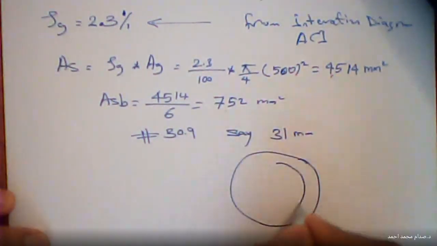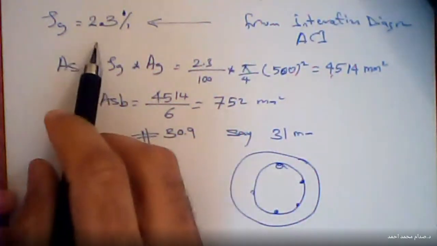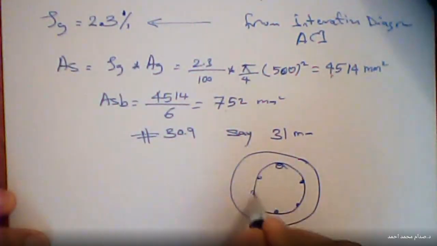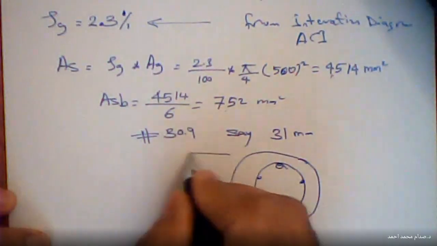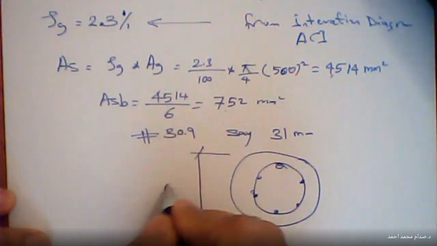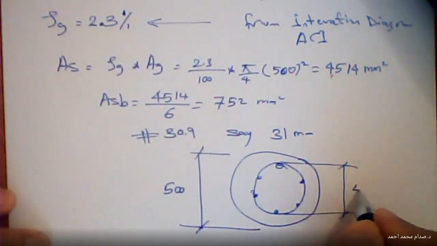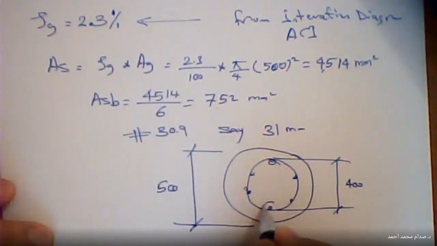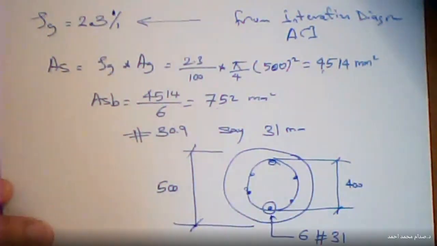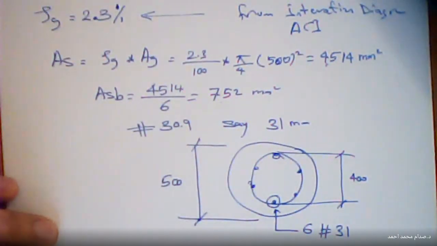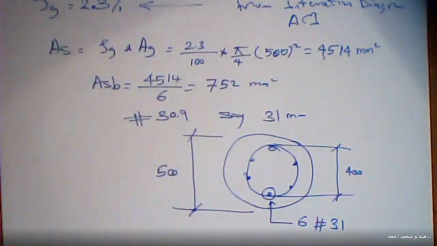I will draw it like this. This is quite logical, and we have 2.3% reinforcement, which is reasonable. This is 500, and instead here we take 400. Okay, and the reinforcement of this is 6 hashtag 31. Is it clear, guys? So the next step is the design of the spiral.